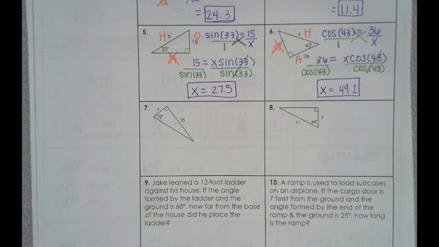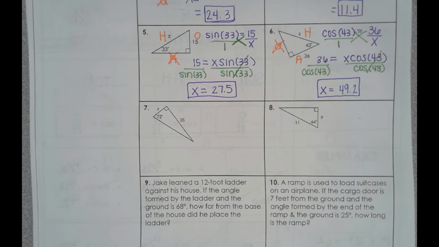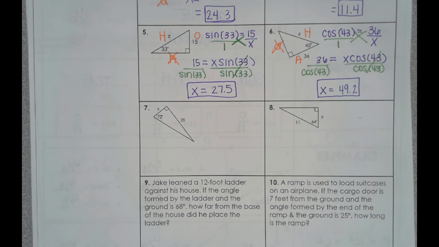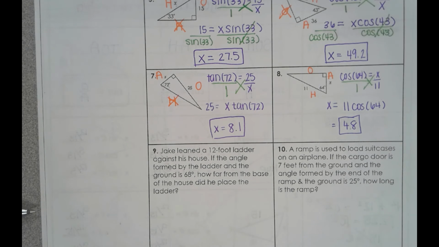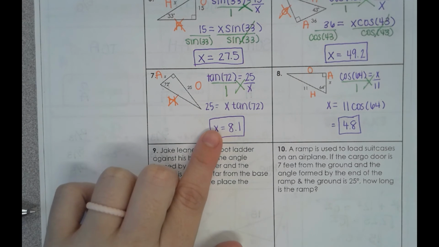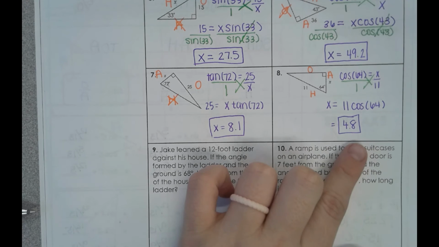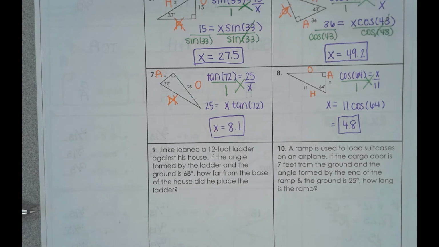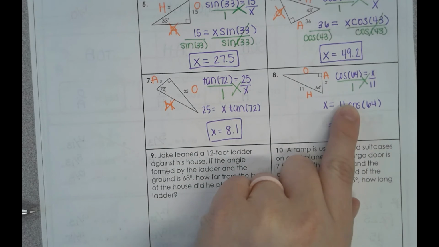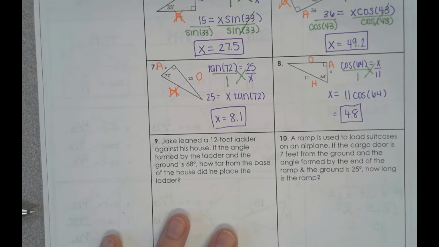Any questions? All right. Try numbers 7 and 8. So you should have got 8.1 for number 7 and 4.8 for number 8. Now 8 was back to one where you just multiplied them. Any questions on those?